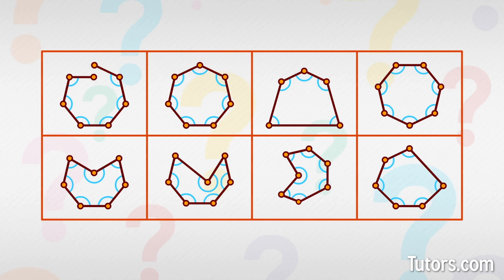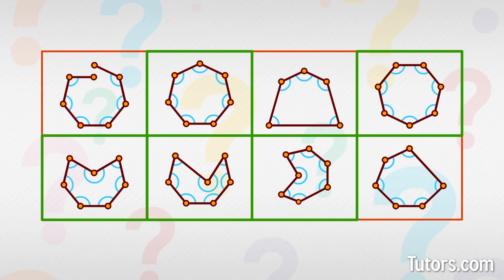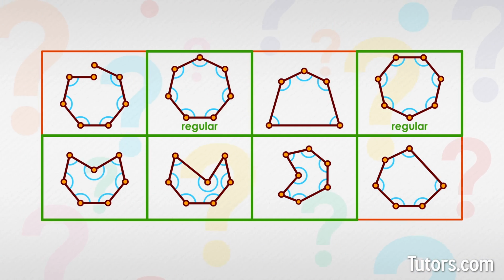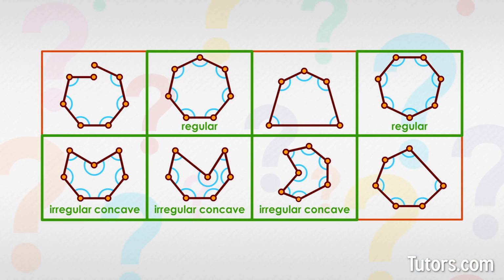Of the 8 figures, only 5 are heptagons. Did you notice the figure that has 7 sides but does not enclose a space? It is not a polygon. Of the heptagons, did you see that 2 are regular heptagons, 3 are irregular heptagons, and 3 are concave heptagons?